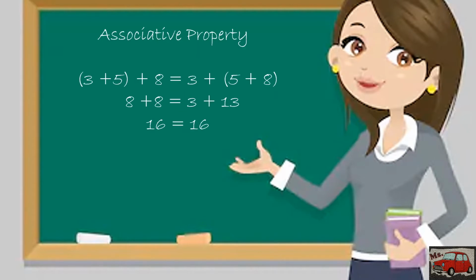Associative property. Ito naman yung characteristic ng addition na kung saan kahit ano yung unahin mo. For example, 3 plus 5 plus 8. Parehas lang yung magiging sagot kapag inuna mo yung 5 plus 8 saka mo i-add sa 3. Ang sagot dyan is still 16.